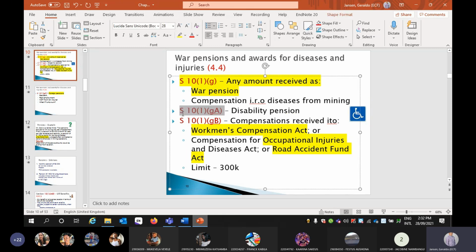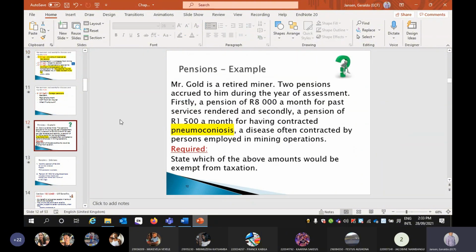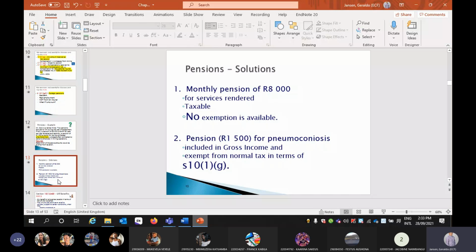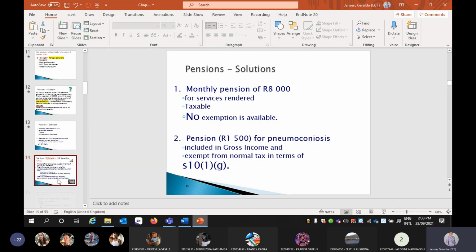Now, guys, be very careful in a test when you tell me section 10(1)(g), section 10(1)(gA). Rather just say section 10, then you are safe. Because if you say section 10(1)(gA) for war pension, I am supposed to mark you wrong, because section 10(1)(gA) deals with disability pension and not with compensation for diseases. So be very careful, and I always advise students to just say in terms of section 10.